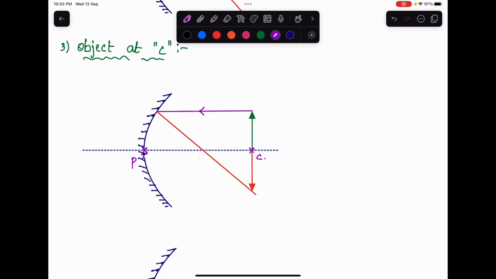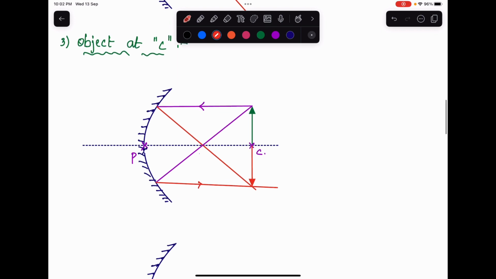And one more light ray passing through focus, after reflection it goes parallel to the principal axis. So like this, I can show that you have got the image exactly at the center of curvature. So this is your focus. Just make sure that you are doing things very carefully with all dimensions. Here I have just adjusted, because we haven't taken any proper dimensions. Therefore the image is formed at the center of curvature.